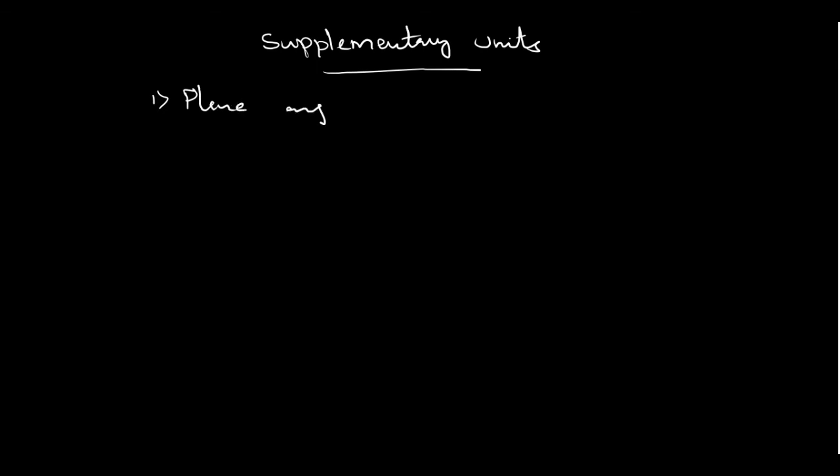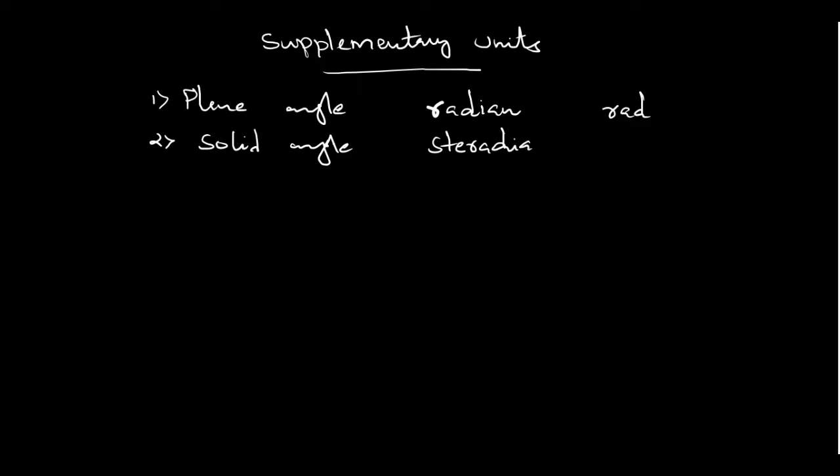There is something called supplementary units. You just need to know, that's all. Which are the supplementary units? The first one is plane angle. In trigonometry plane angle comes. The unit is radian. We have seen 2 pi radian, 3 pi by 2 radian, like that. Its symbol is rad. And one more is the solid angle. For solid angle, the unit is steradian, and the symbol is sr.